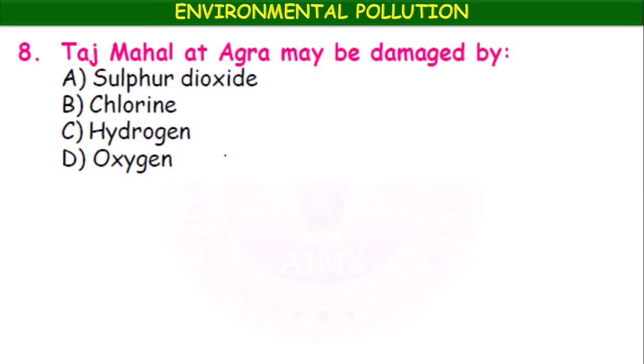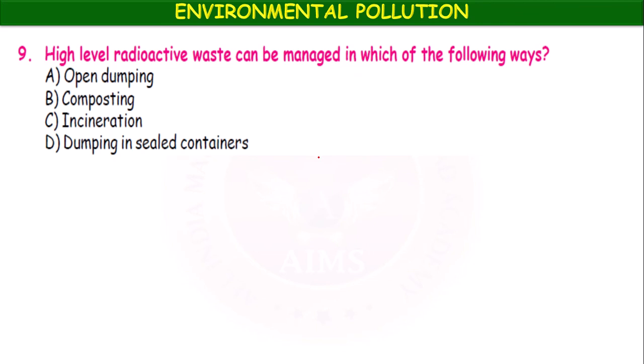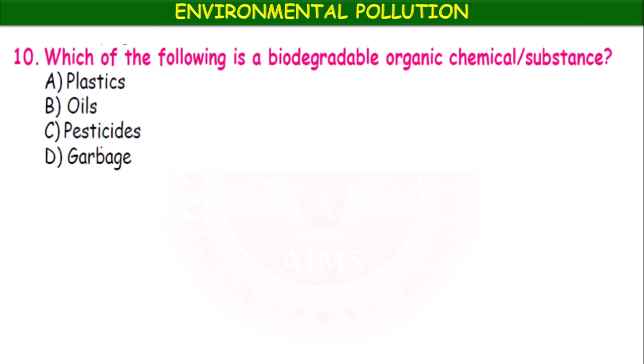The Taj Mahal at Agra may be damaged by which of the following? Sulfur dioxide, chlorine, hydrogen, oxygen. It is sulfur dioxide which changes the color of the Taj Mahal. High level radioactive waste can be managed in which of the following ways? Open dumping, composting, incineration, dumping in sealed containers. Dumping in sealed containers. Which of the following is a biodegradable organic chemical substance? Plastics, oils, pesticides, garbage. Garbage.